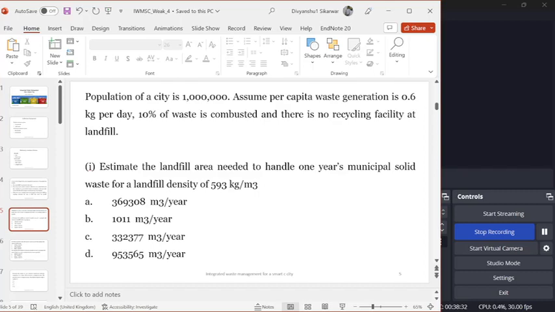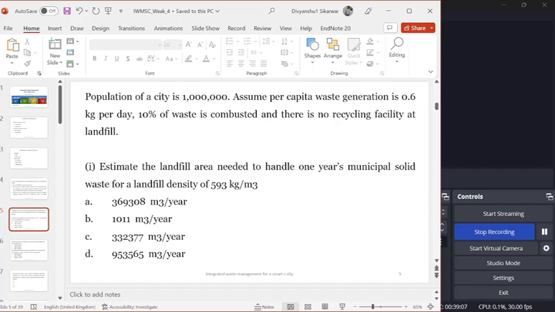And out of that 6 lakh kg, 10% of waste is combusted. That means 90% of the waste is going to landfill because there is no recycling facility. So you have to multiply 6 lakhs into 0.9, which will give us 5.4 into 10 to the power 5 kg per day, or 5.4 lakh kg per day.